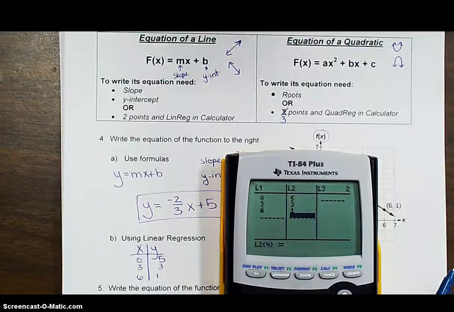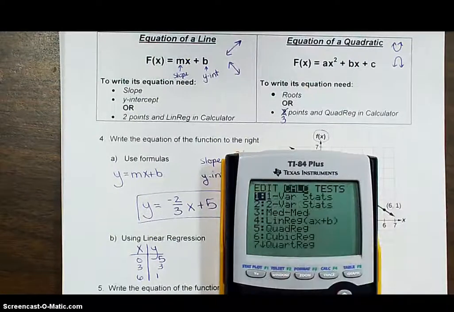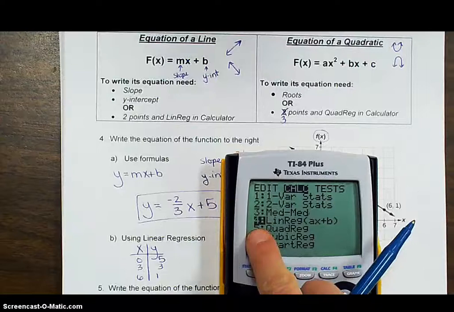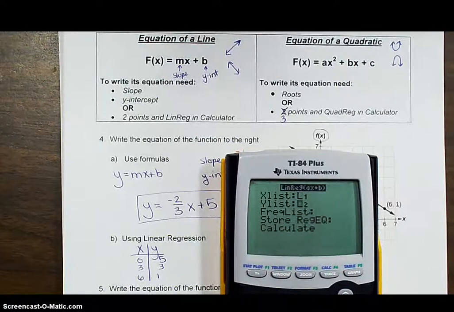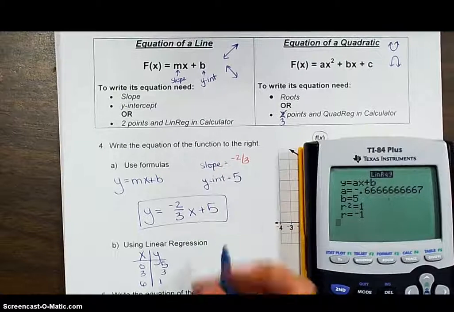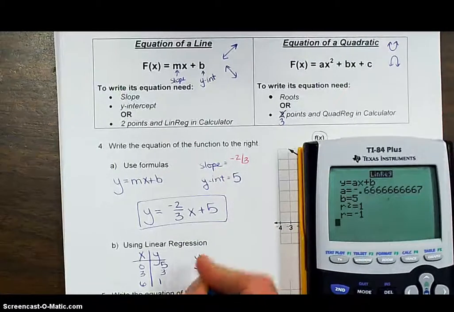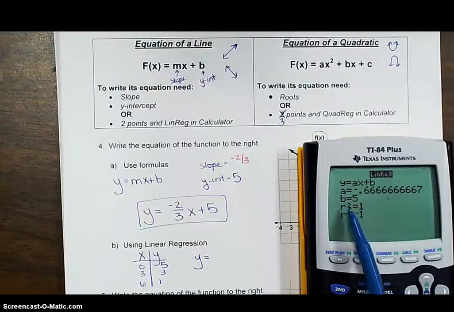Okay, then we go Stat. I'm going to go over to Calculate this time. And then this is a line, so we're going to go choice 4, which is linear regression, and then we hit enter. And then I go down to calculate. Okay, and I can see I get y is equal to -0.66666 all the way across my screen, and then my b is going to be 5.